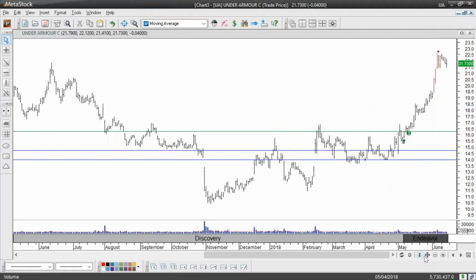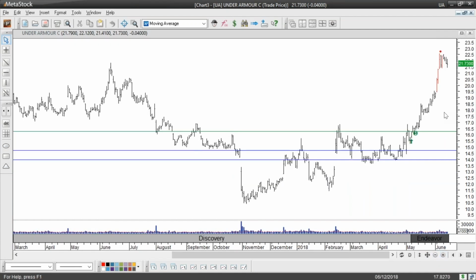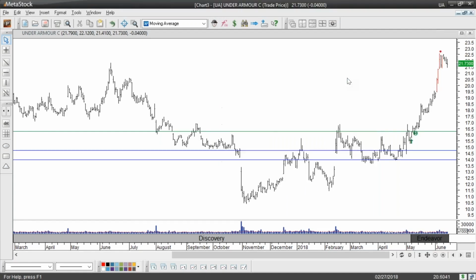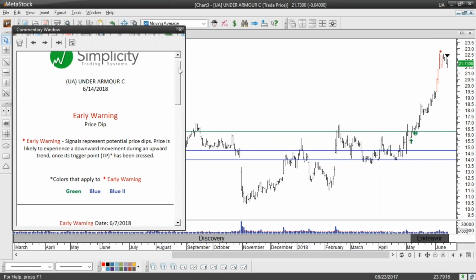So what does this tell us? Once again, I bought this stock for a long-term trend. This is what I was talking about before. I'm actually in this stock. Well, Capaccio Trading is in this stock. And right now, I'm keeping a very, very close eye on this. So if I entered at 16.64 and now price is currently trading at 21.73, but I have my early warning signal, I want to come up here, early warning, attach, close. I'm going to go view expert commentary and get all the early warning information.